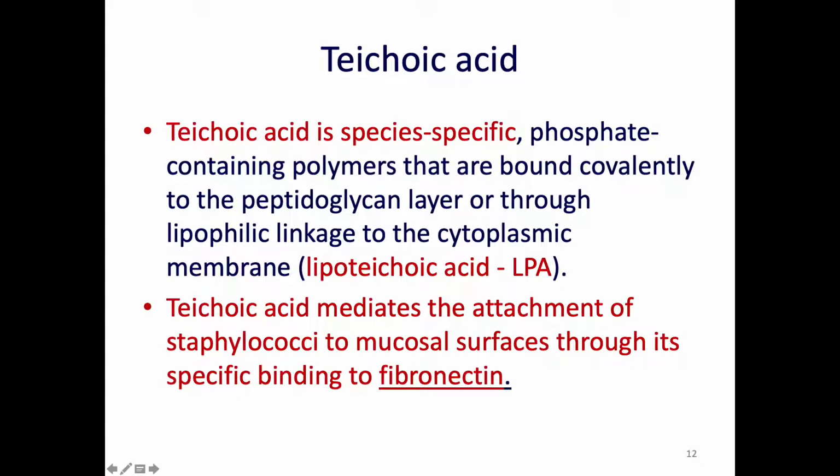So what is the significance of teichoic acid? Teichoic acid is a species specific, phosphate containing polymer that is bound covalently to the peptidoglycan layer or through lipophilic linkage to the cytoplasmic membrane. The lipoteichoic acid is abbreviated as LTA. Teichoic acid mediates the attachment of staphylococci to mucosal surfaces through its specific binding to fibronectin.